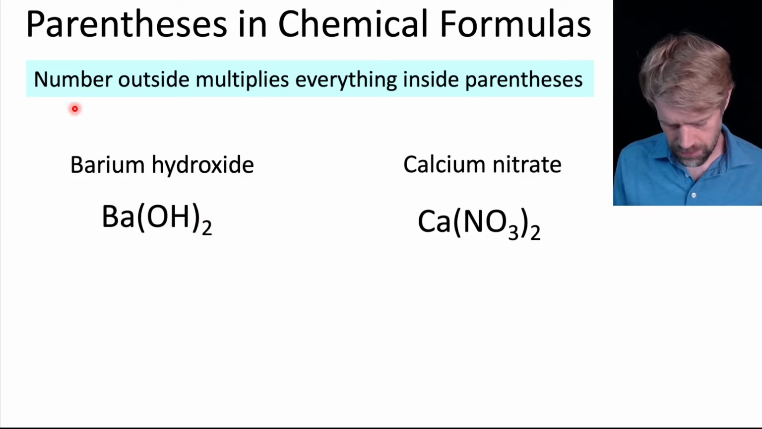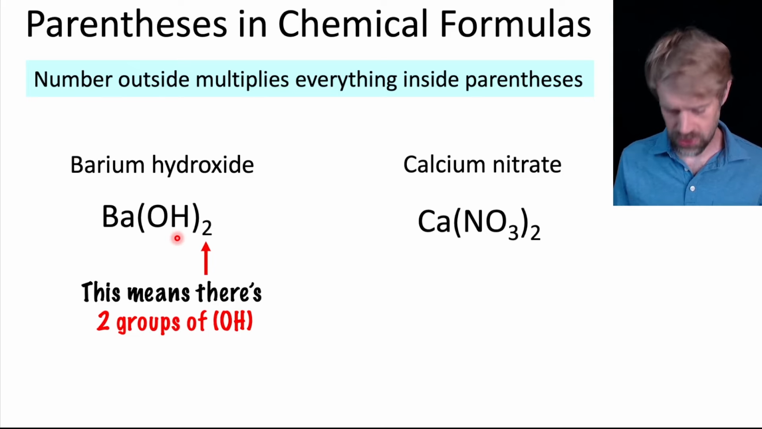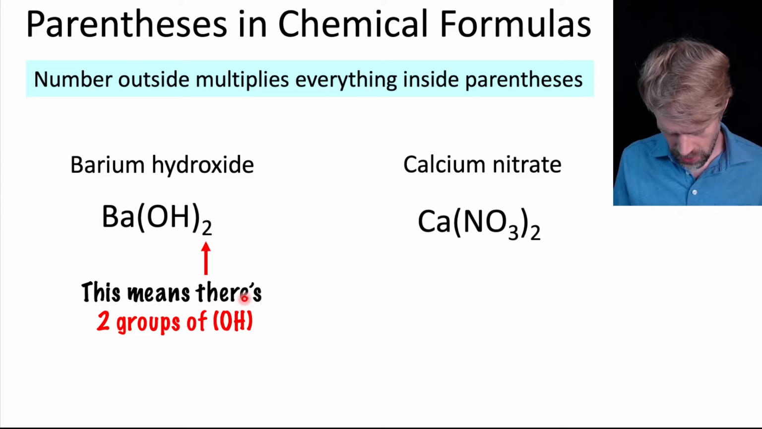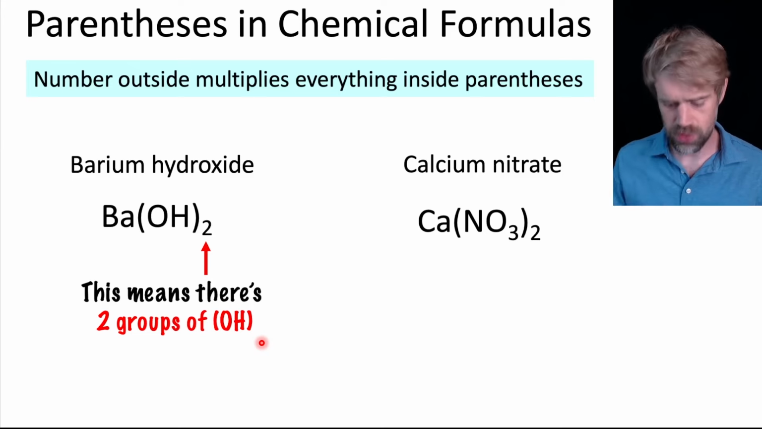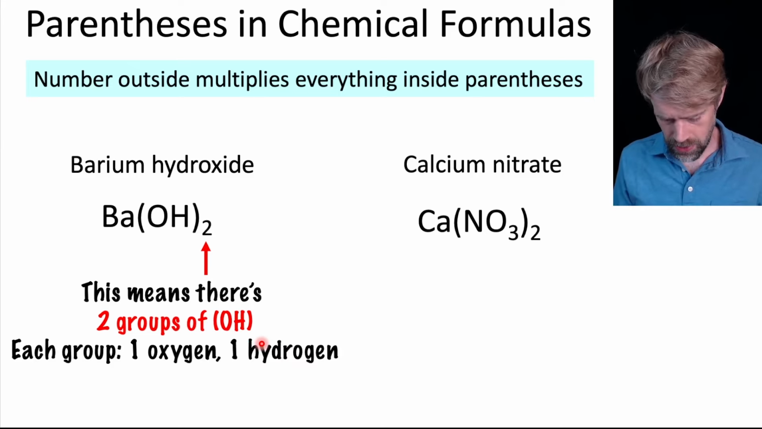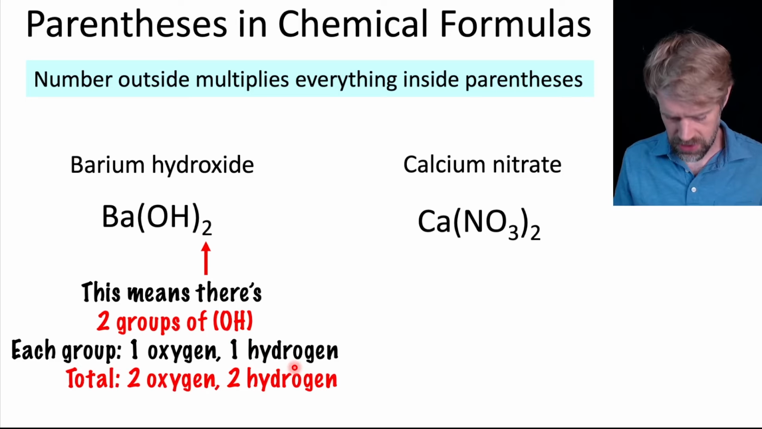So let's look at barium hydroxide here on the left. We have an OH inside the parentheses, and then we have a 2 outside. That means we have 2 groups of OH, because there's a 2 outside the OH in parentheses. Now, how many total atoms do we have? Well, each group of OH has 1 oxygen and 1 hydrogen. OH, no numbers there. But if we have a 2 outside those parentheses, that means that we have in total 2 oxygen and 2 hydrogen.